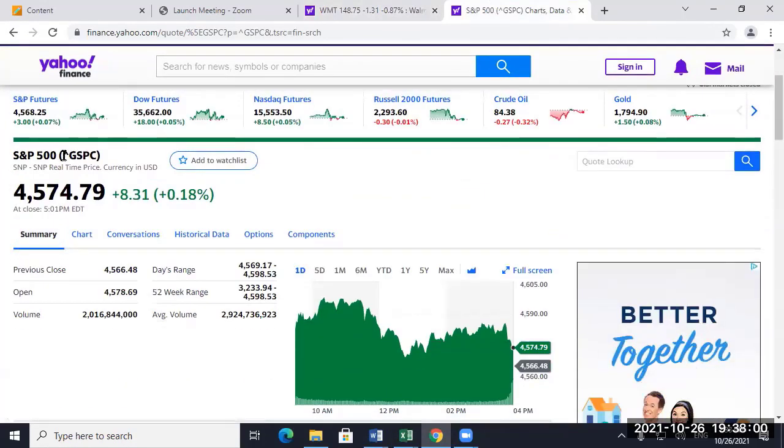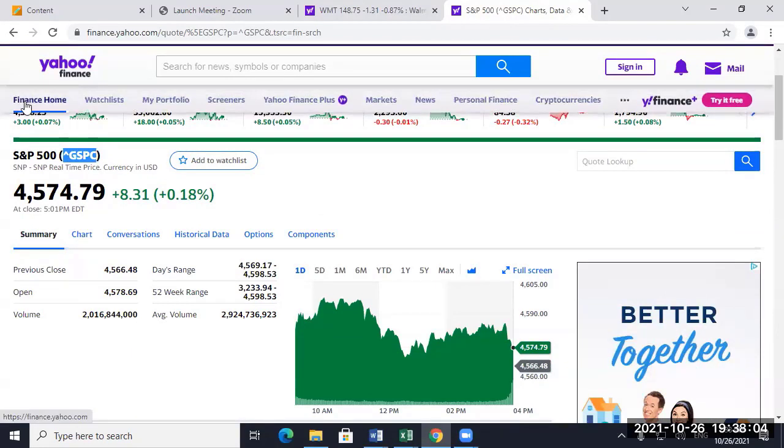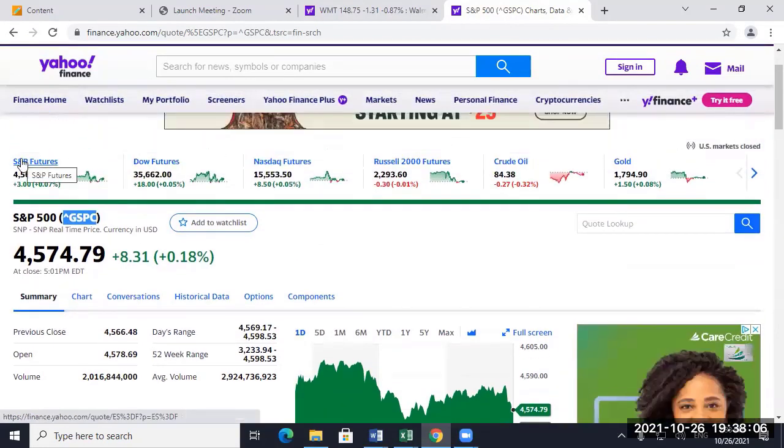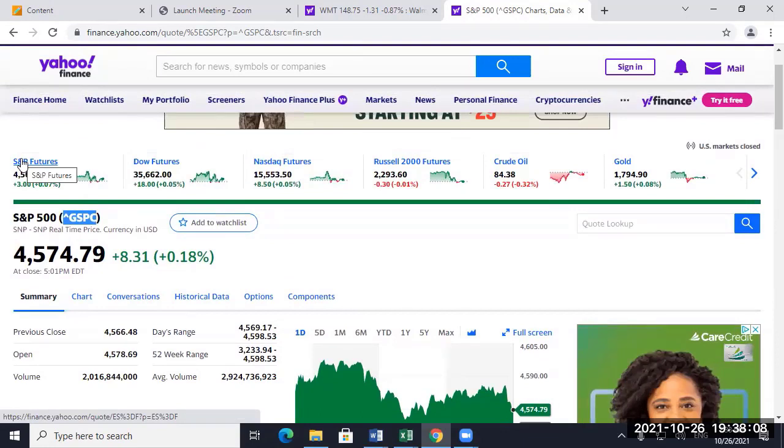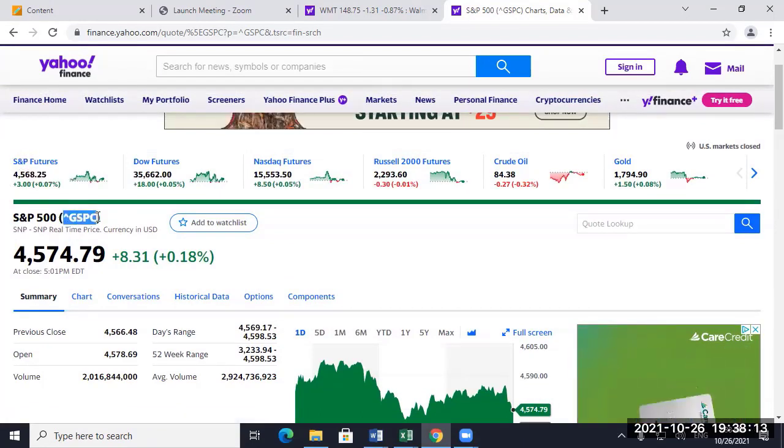So here's where it gets really frustrating. The S&P 500, if you do this when the market's open, you can just click on it. But the market's closed, so they got the futures. So if you're doing this after hours, here's the S&P 500. It's caret GSPC. And that will give you the S&P 500. You could use SPY, but it doesn't go back far enough, so this will work.